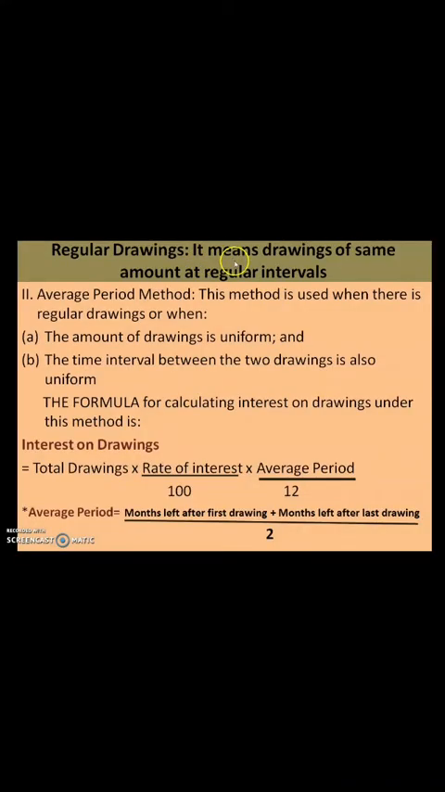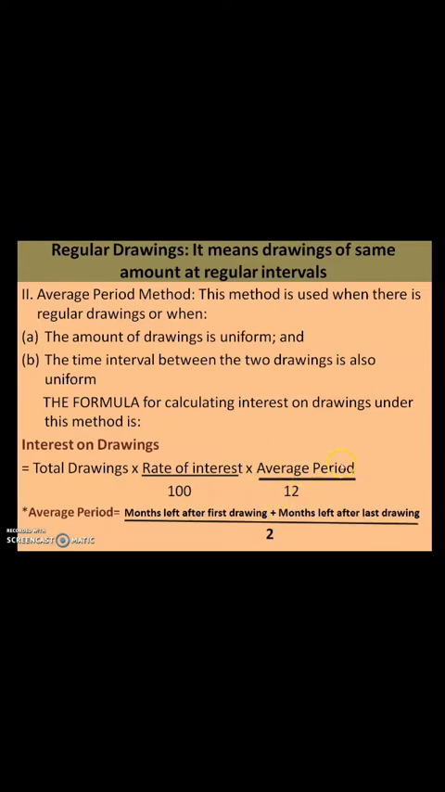A regular drawing means drawing the same amount at regular intervals, which is also known as the average period method. This method is used when there is regular drawing or when the amount of drawing is uniform, and the interval between the two drawings is also uniform. The formula for calculating interest on drawing under this method is total drawing into rate of interest divided by 100 into average period divided by 12.